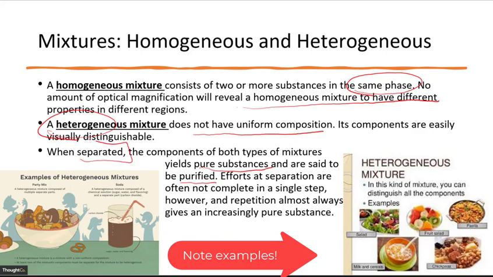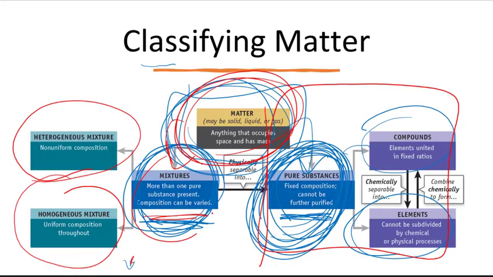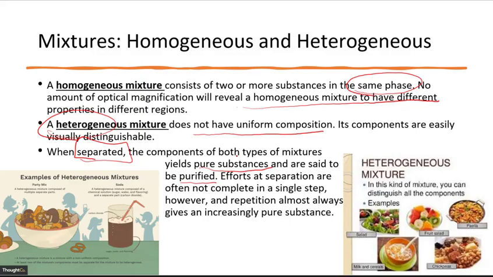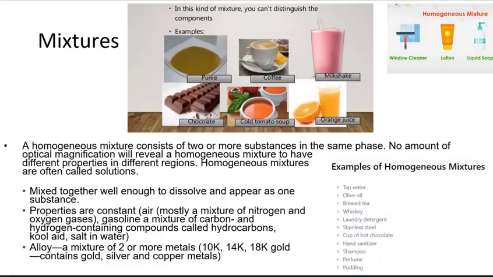When separated, the components of both types of mixtures yield pure substances and are said to be purified. Again, when we separate mixtures, it is because a mixture is simply more than one pure substance combined. Now, the efforts at separation are often not complete in a single step, however, and repetition almost always gives an increasingly pure substance.